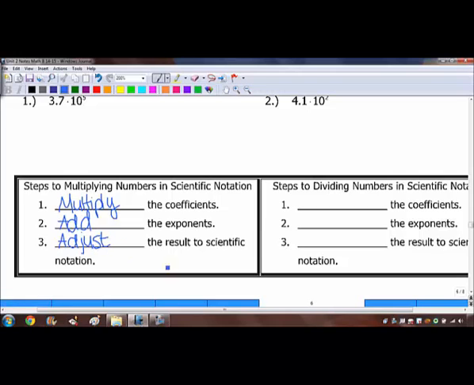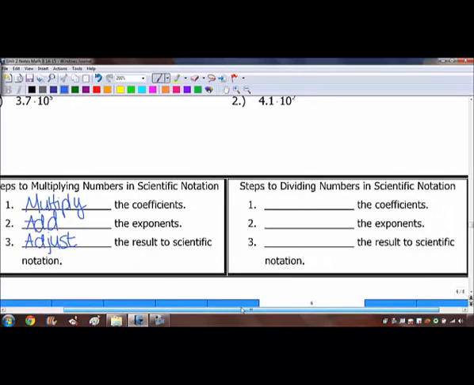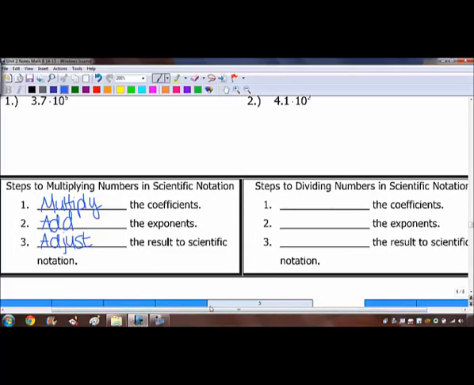Okay? And then, same thing when we're dividing numbers in scientific notation. It's almost the same thing, except instead of multiplying the coefficients, we are going to divide the coefficients. Okay? Instead of adding the exponents, we're going to subtract the exponents. And then we're still going to adjust the result to scientific notation.